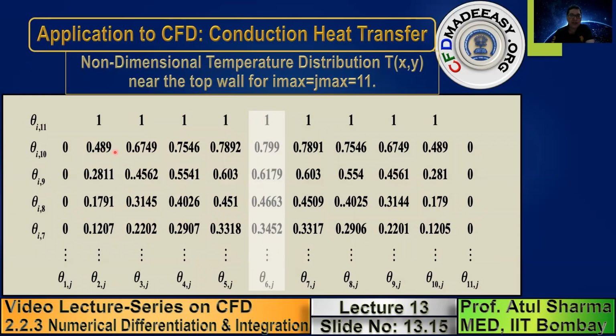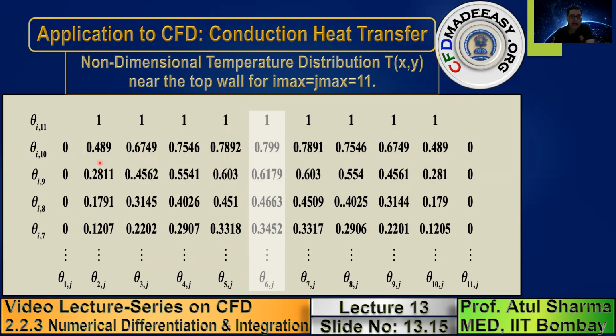Note that this temperature distribution is symmetric. Here you are getting 0.489, here also is 0.489. This is 0.6749, here also. So between the left half and the right half, the temperature distribution is symmetric because the boundary condition is symmetric.